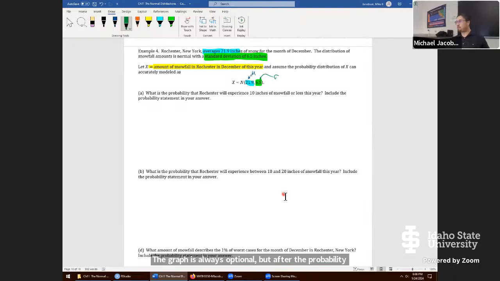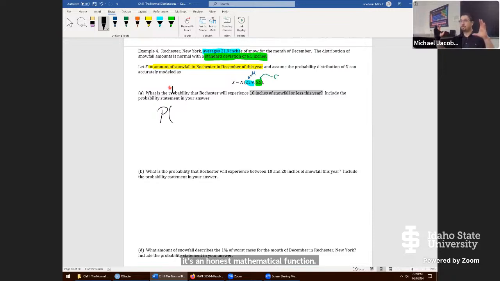Well, I think we're all ready to begin with this problem. It says, what is the probability that Rochester will experience 10 inches of snowfall or less this year? Well, X is the amount of snowfall, so we begin by writing out this. For the segment, what is the probability? We put in P, that's the probability function. Because it's an honest mathematical function, we use function notation like this. This is the input, so P of something. They told us, well, Rochester will experience 10 inches of snow or less. Because X is the snowfall amount, we throw X right here. Keep that in yellow, there we go.